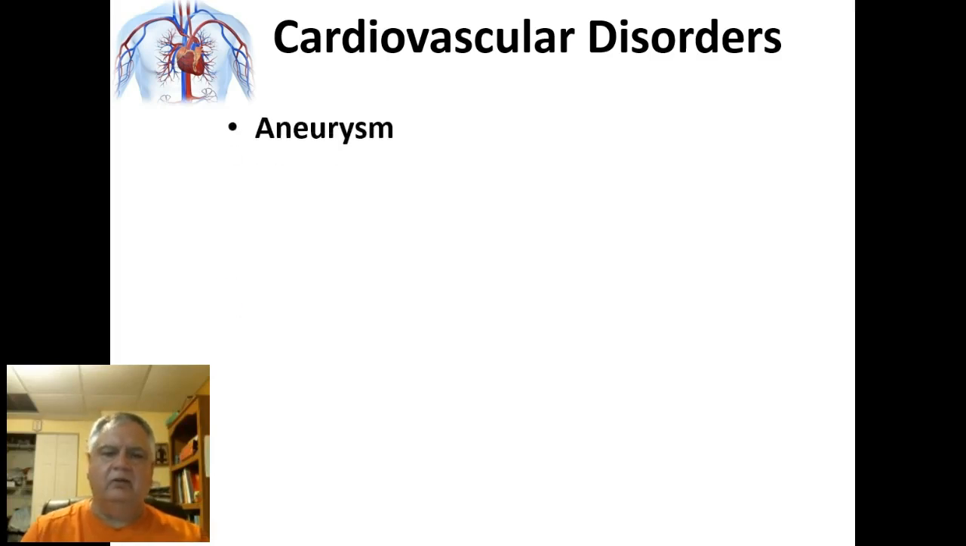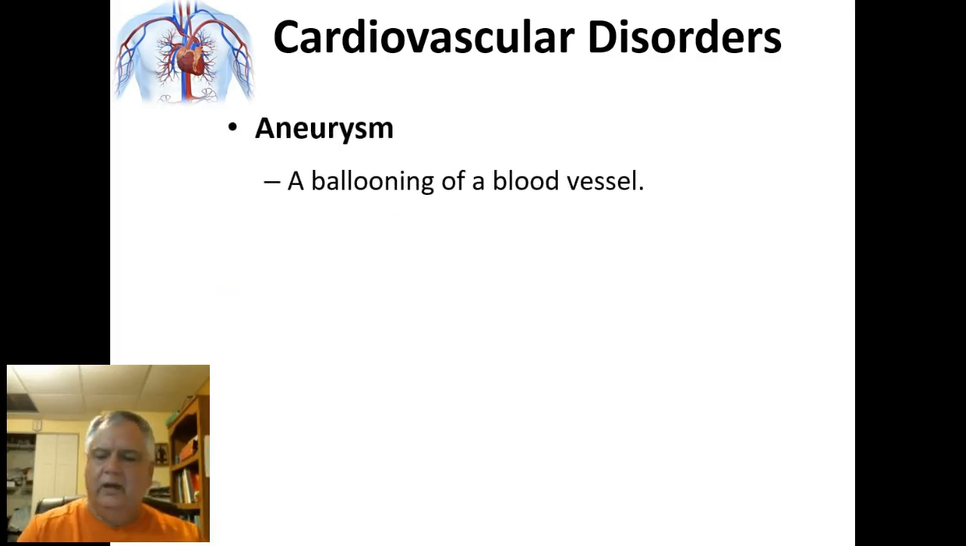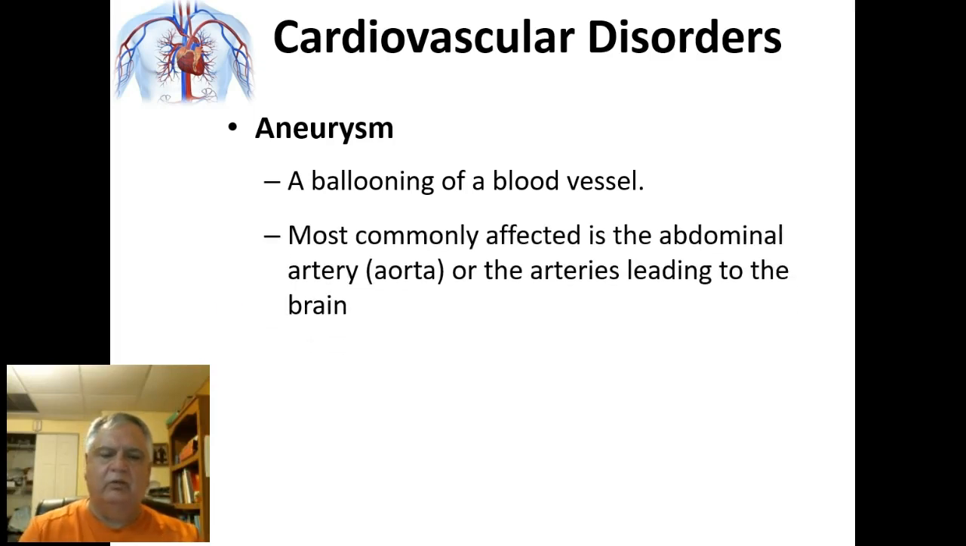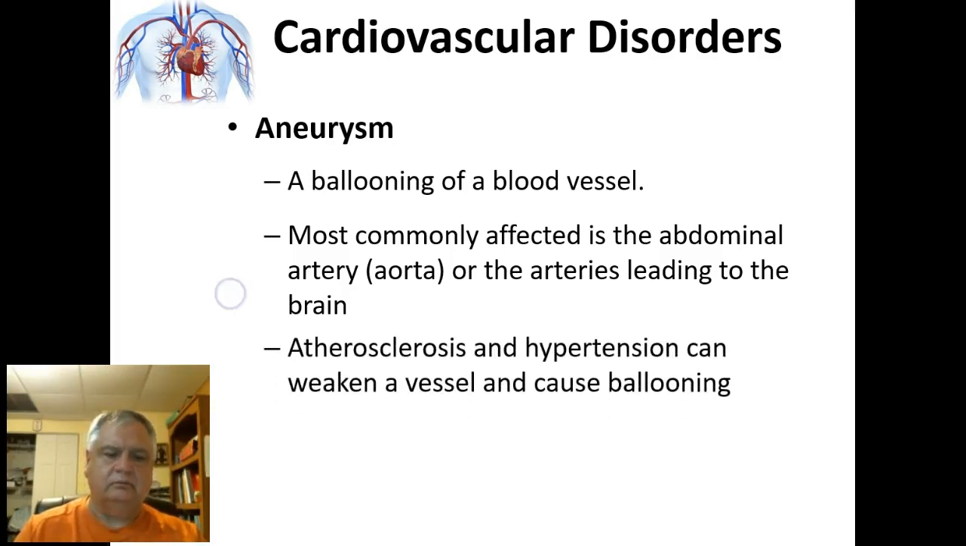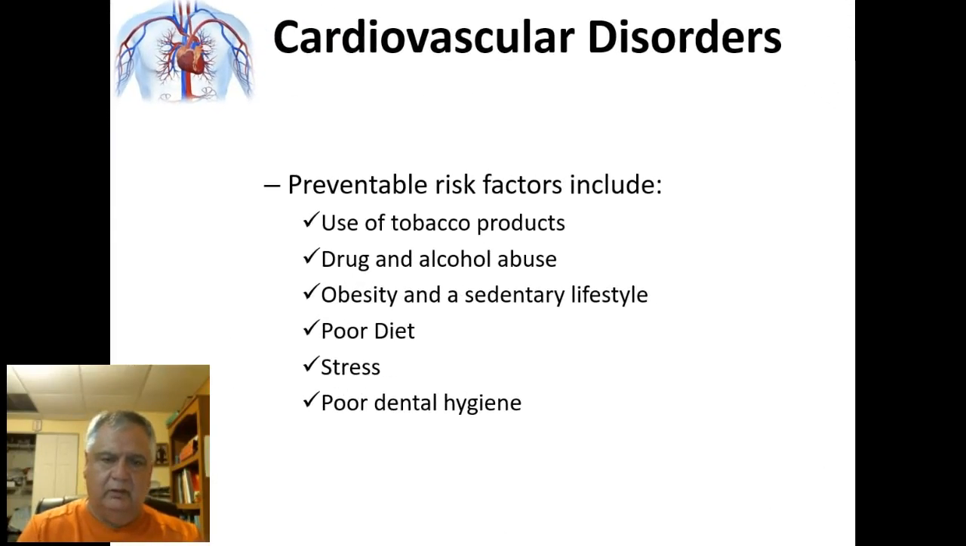Our next cardiovascular disorder is an aneurysm. An aneurysm is defined as a ballooning of a blood vessel. Most commonly affected vessels are the abdominal aorta or the arteries that lead into the various areas of the brain. Atherosclerosis and hypertension can cause a weakening of the blood vessel, and that's what causes it to balloon and eventually it could rupture and lead to a stroke.